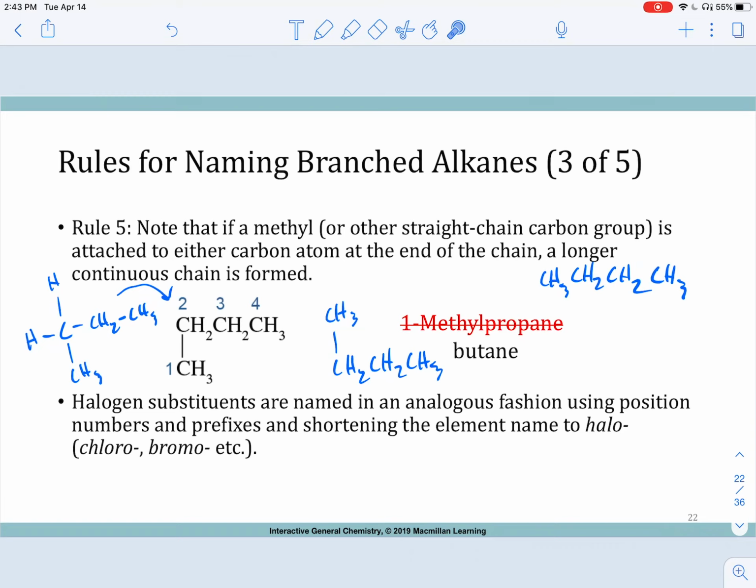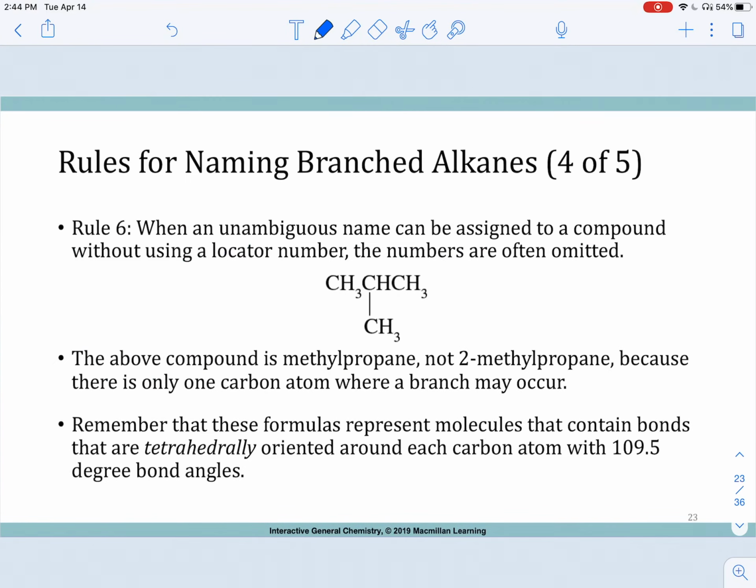And then part of this as well, if we also have halogens as substituents, we're starting to add in a couple more things here. We call them chloro or bromo, for example. So just like a CH3 group turns into a methyl, a Cl we would call a chloro group as a substituent. So we like to shorten those names.